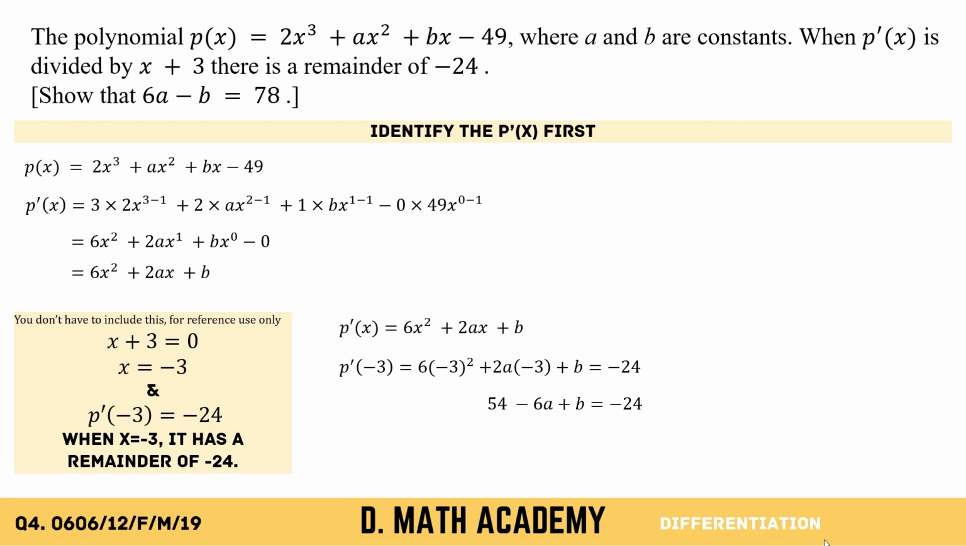So run the calculation and adjustment. You should be able to prove that 6a minus b equals 78. As you can see, based on the calculation, I've gotten 54 minus 6a plus b equals negative 24. However, since the 6a is negative, I shift it to the other side, and I bring the negative 24 over to the left hand side, to make my calculation simpler and faster. So until this step, you already show that 6a minus b equals 78.